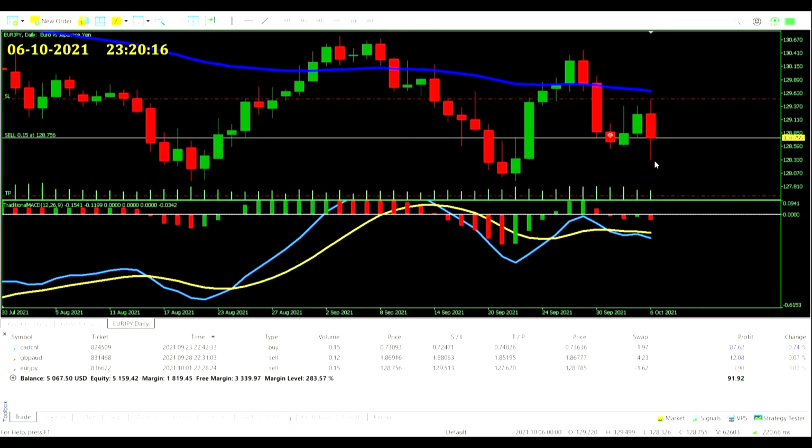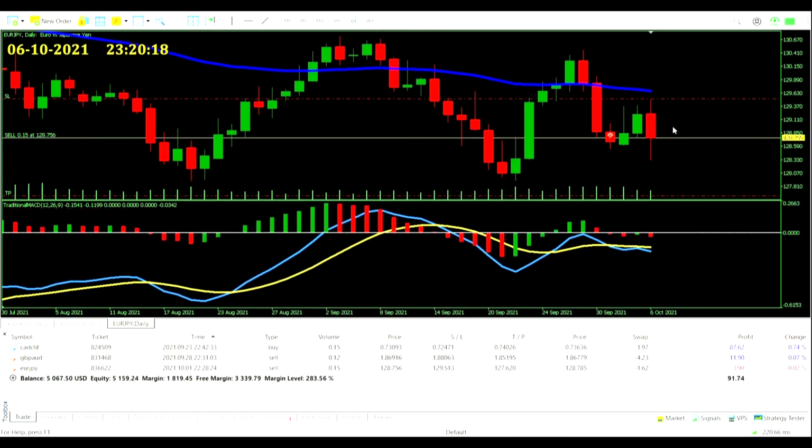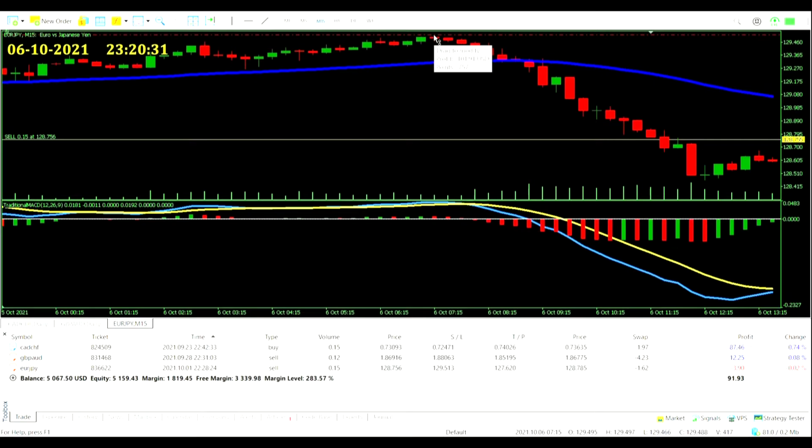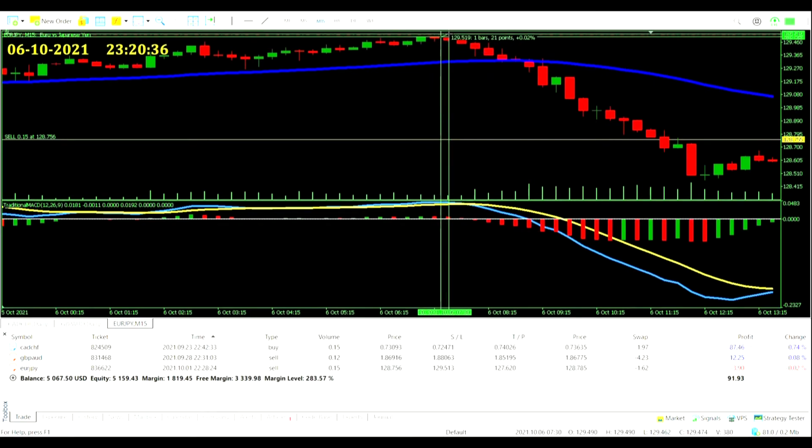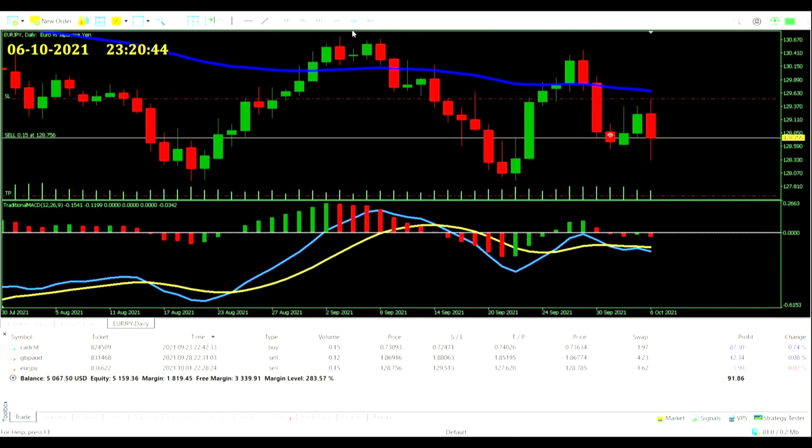Euro yen's made a bit of a comeback for us from where we were yesterday. Look at how close this got to our stop loss. Wow. That's it on the 15-minute chart. It is right up there. It got incredibly close. Only 1 or 2 pips away there, but we are still in it, and we do see a decent red candle in the end.